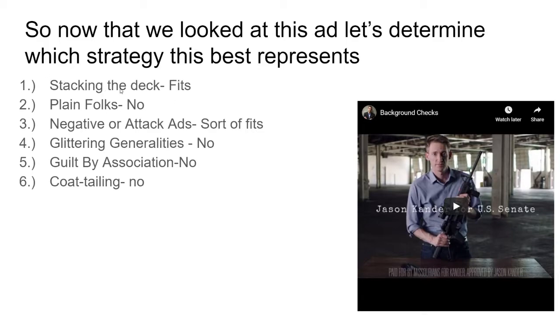So, stacking the deck absolutely fits. He brags, he says why he's awesome, he does the whole gun thing there, where he makes it blindfolded. This is all positives for him.